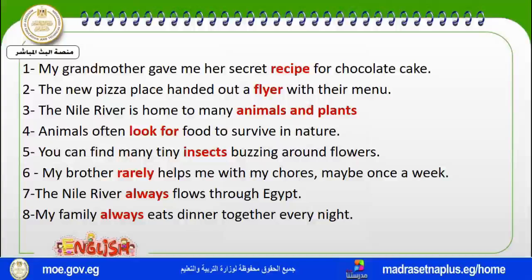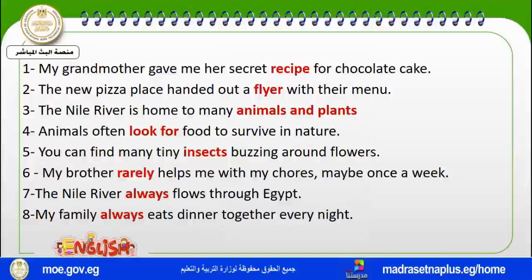My brother helps me once a week, so he rarely helps, not often. And the Nile River always, not never. If the Nile River never flows through Egypt, there is no life in Egypt. It always flows. It gives Egypt its life. And sure, my family eats dinner together every night, always. That's repeated every day, 100%, not only one day.